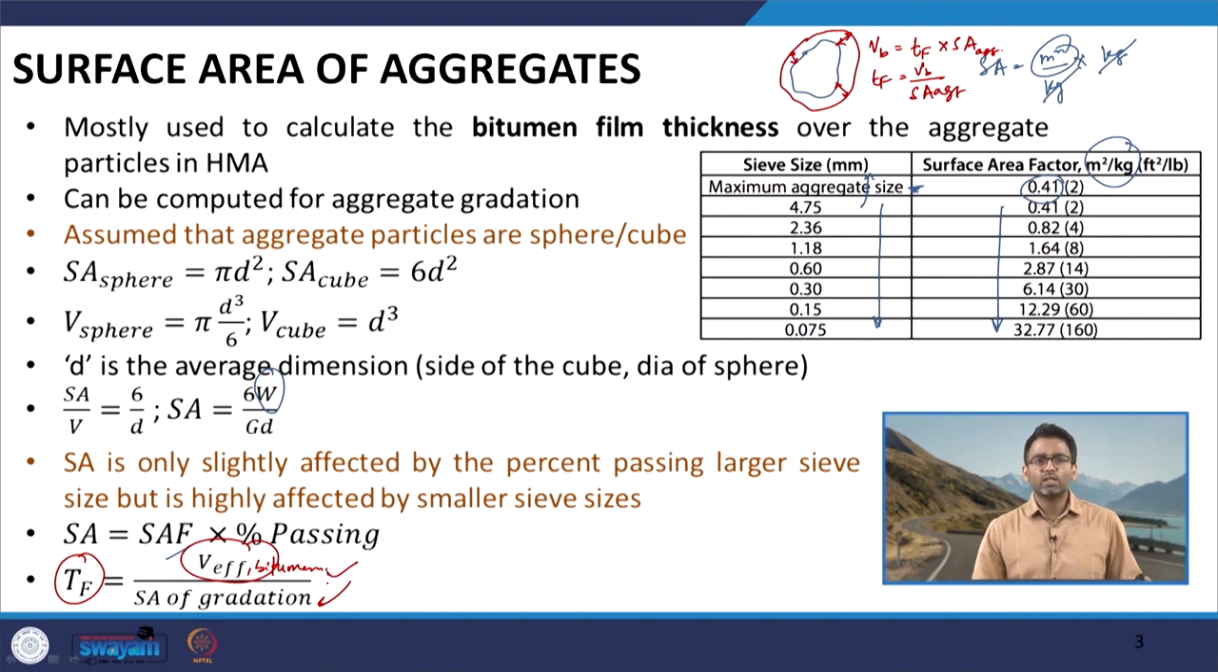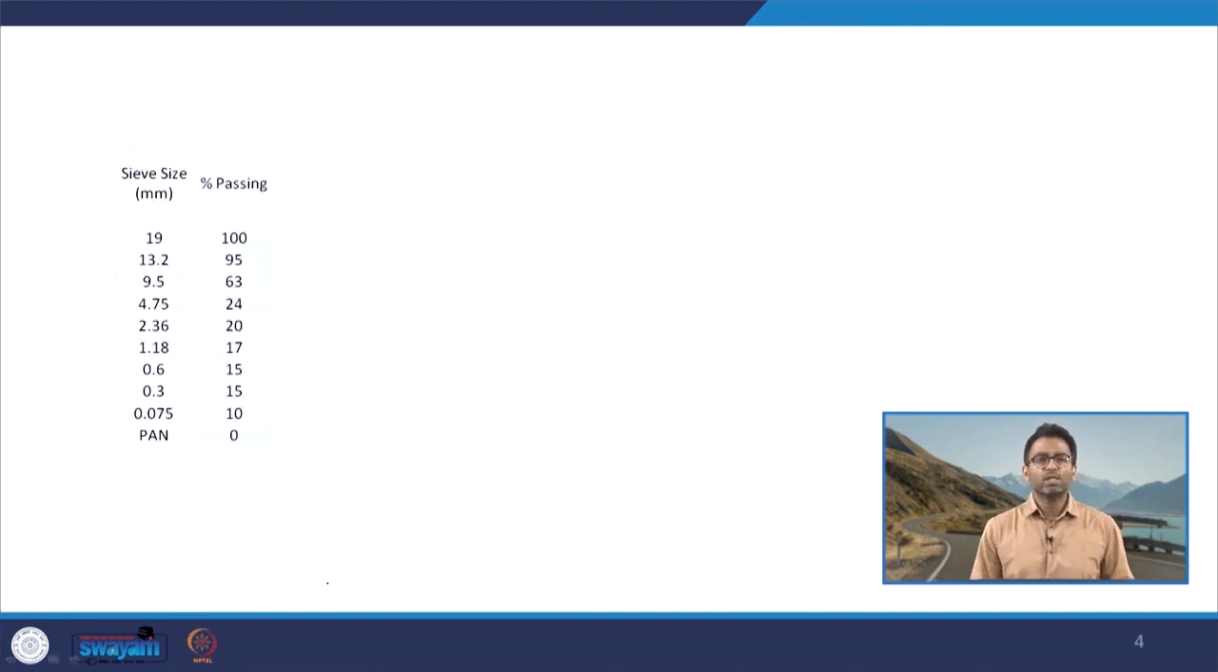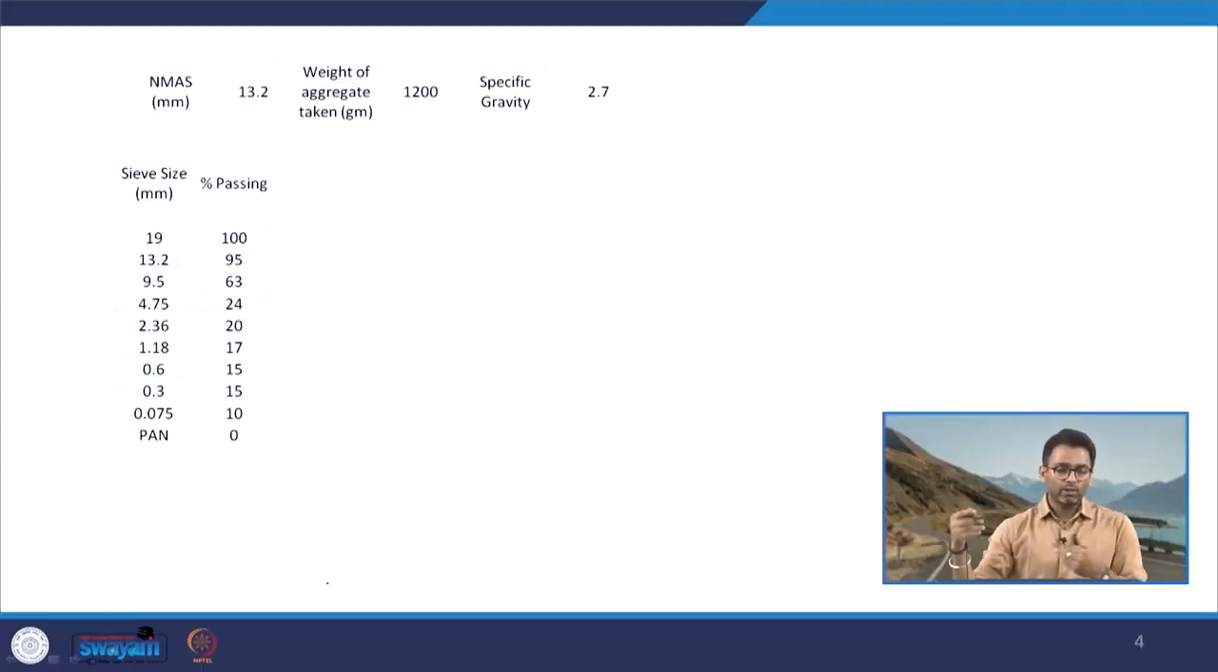So, with this understanding, let us take an example and try to understand how the calculation will be done. You can do the calculation using a simple Excel sheet. Let us say that you have this gradation, for which you are interested to find out the surface area. If someone asks to calculate the surface area for this aggregate gradation, how will you do that? For the calculation there are a few inputs which you have to fix. Let us say that we already know that the nominal maximum aggregate size of this gradation is 13.2 mm. Let us say that we have taken 1200 gram of aggregates, because weight is a parameter here.